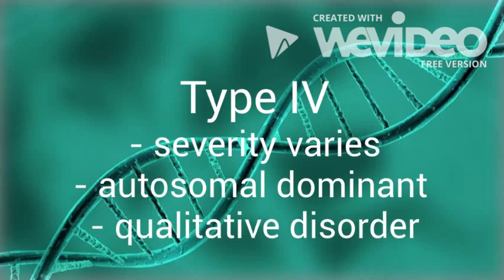Type 4 OI varies the most of all forms of OI. The symptoms are able to range from mild to severe. According to the National Human Genome Research Institute, about 25% of infants with OI type 4 are born with fractures.